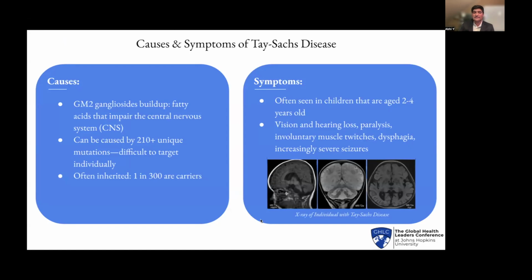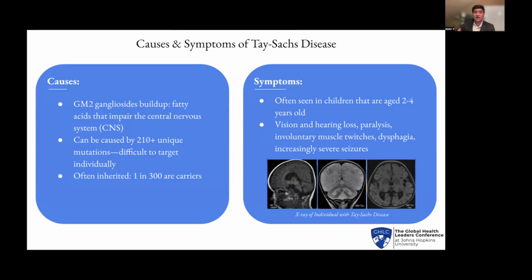So let's start off with the causes and symptoms of Tay-Sachs disease. The cause is GM2 gangliosides buildup, because, as we said before, the beta-hexosaminidase A protein is underproduced, and therefore the GM2 gangliosides cannot be broken down. And because Tay-Sachs disease can be caused by over 210 unique mutations, again, several researchers are not dedicating time to solve this problem.